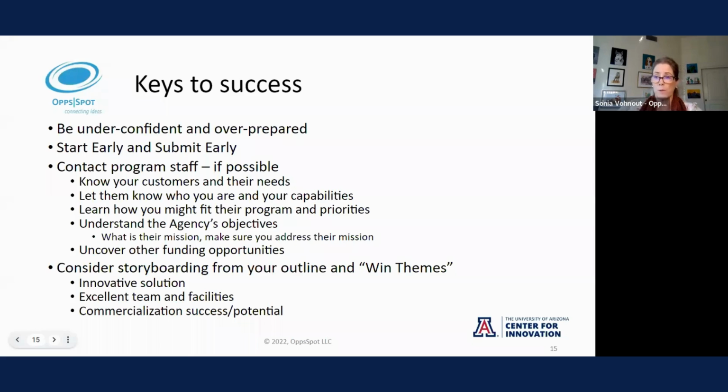And then consider storyboarding for your outline and what are going to be your win themes, and write against the review criteria, right? And we'll go over the review points before we finish today, but the review criteria has got to be revolving around the innovation, who you are, your core competencies, your team, where you're going to be doing it and who you're going to be working with, as well as what is going to be your commercialization success and potential, and what impact you're going to give. That's going to be really important. Next slide.